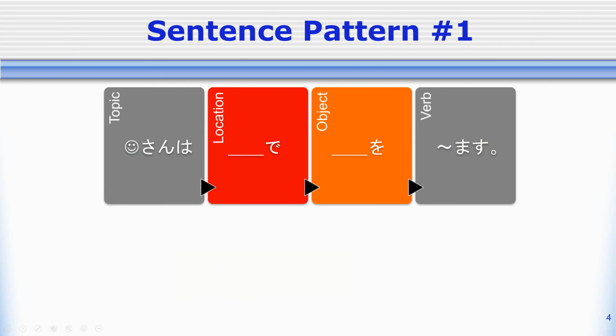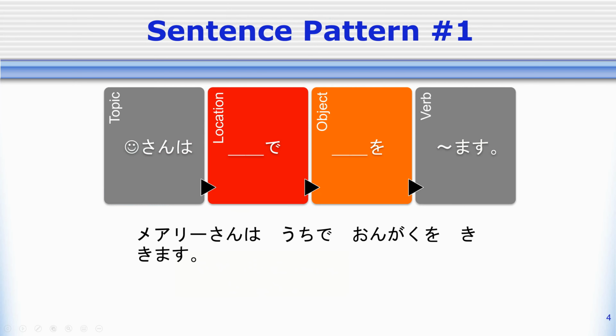So the most natural way to express this in Japanese is to show our topic. So, Mary-san wa, or watashi wa, location de, object o, and then the verb with masu. So, for example, Mary-san wa uchi de ongaku o kikimasu. So, Mary-san listens to music at home. The topic is Mary-san. The location, uchi de, the object, ongaku o, and then the verb, kikimasu.